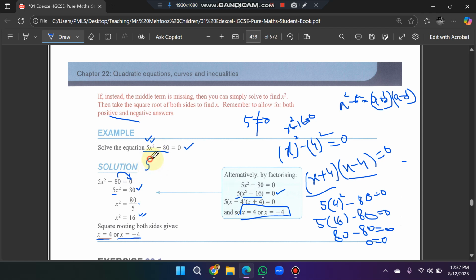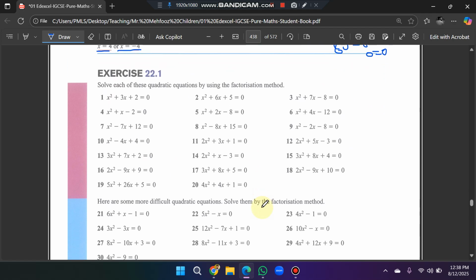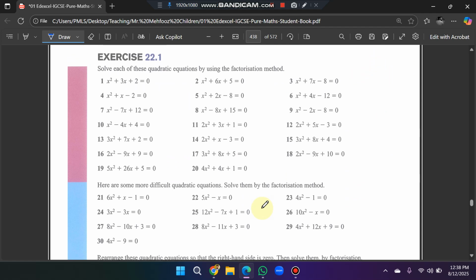When you put minus 4, it becomes 5 times minus 4 square minus 80 is equal to 0. So here 5 times minus 4 square is also 16, minus 80 is equal to 0. So 80 minus 80 is equal to 0. So 0 is equal to 0 is your solution. Do you understand? It means that both are solutions of the given equation. Any problem? No. Okay.